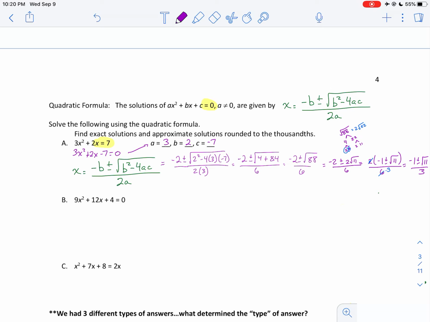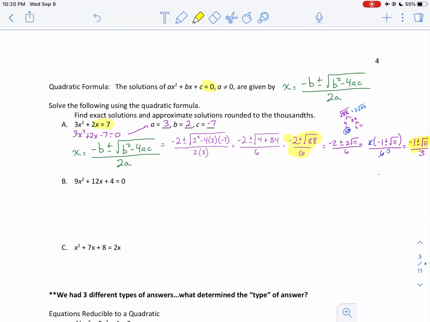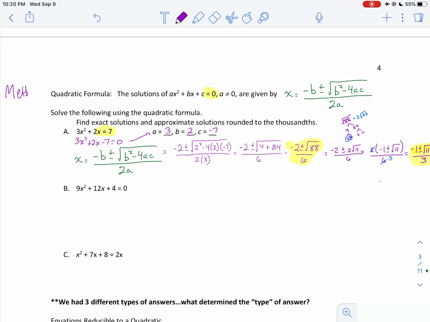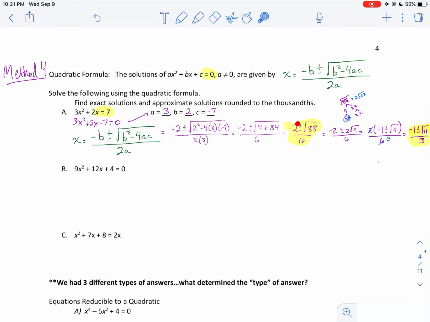Now, I said it, but I'll reiterate. I'm okay with this answer. I'm also okay with this answer. All right. So I didn't say this, but this is the fourth method for solving. There are two answers here. One is to take negative 2 plus the square root of 88, take that answer divided by 6. The second is negative 2 minus the square root of 88, divided by 6.